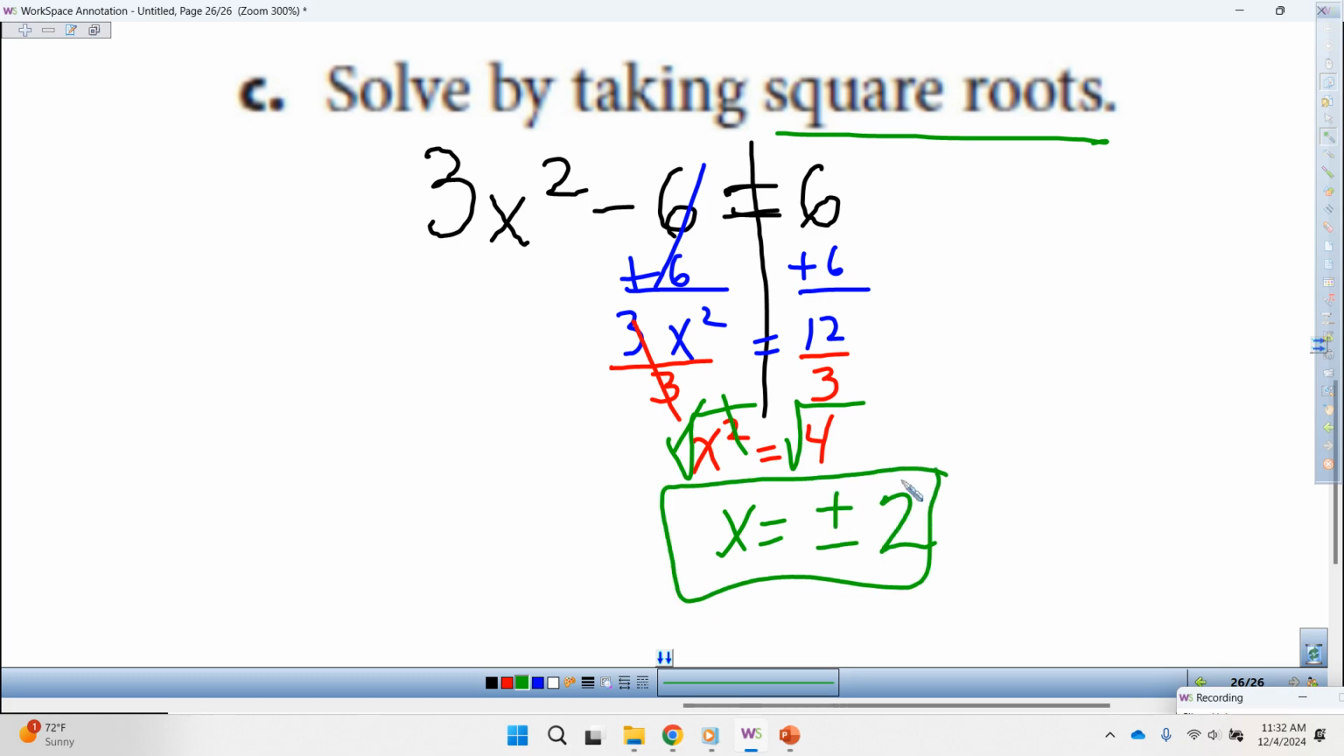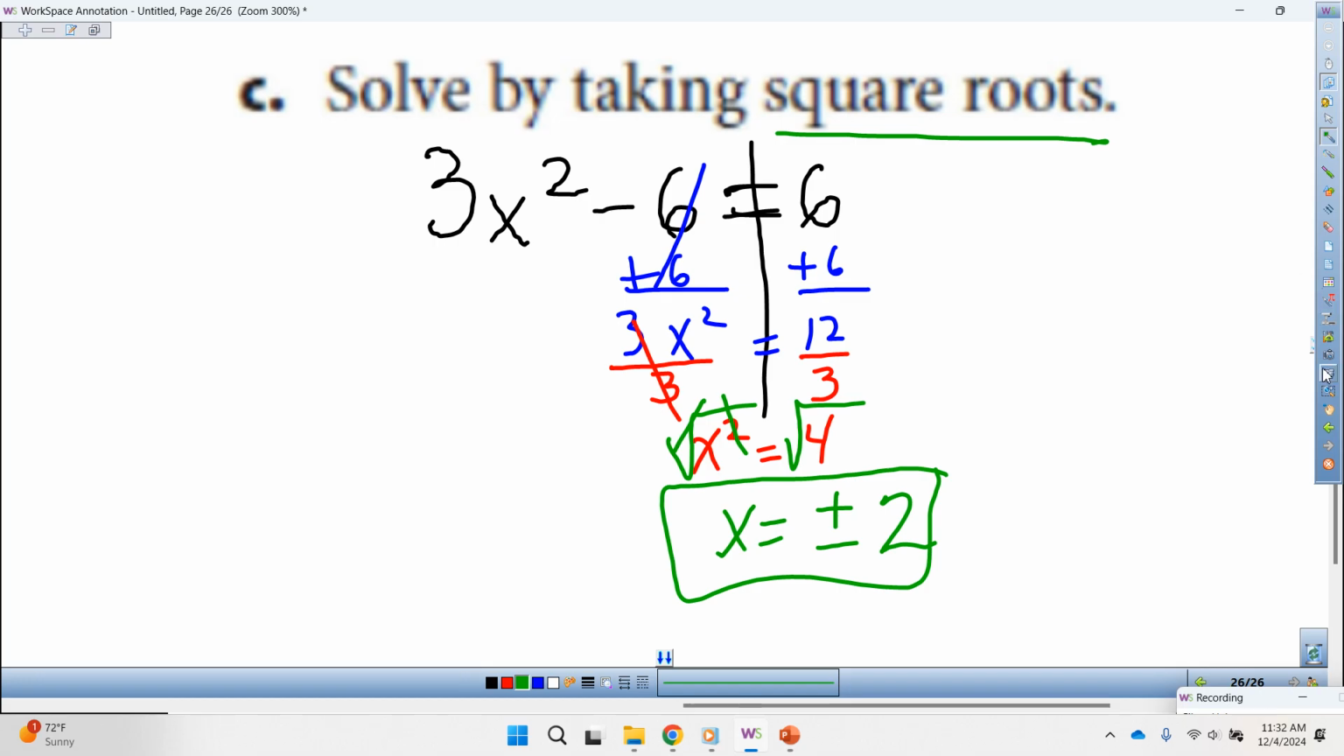How many answers do we have, everyone? 2. A positive 2 and a negative 2. Okay. Is it coming back, some of y'all? Yeah? Okay, good. So that was by square roots.